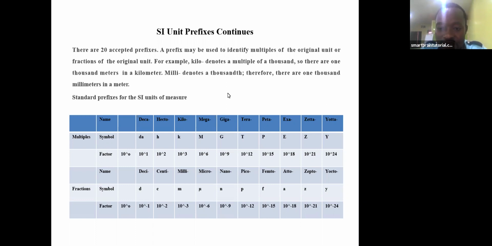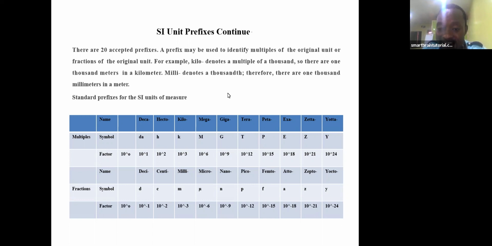Now, the same thing holds for the giga, which is 10 raised to the power 9, a billion times. 1 billion times a gram is a gigagram. 1 billion times a mole is a gigamole. In the same way, all true.